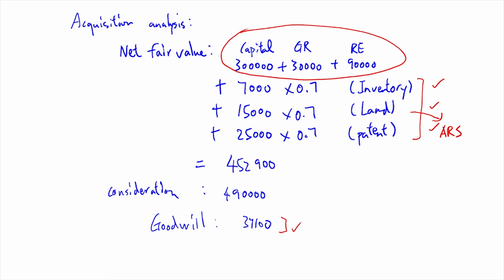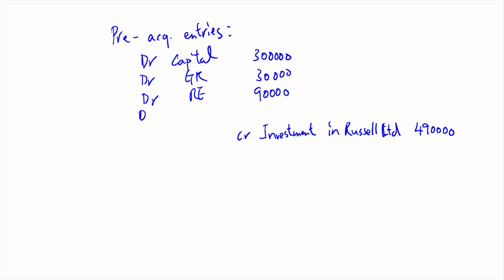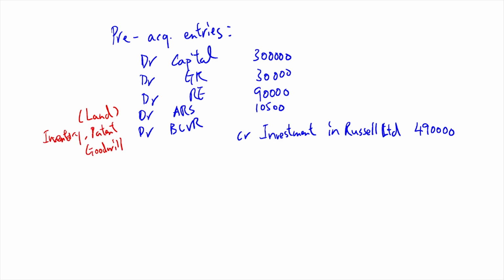So we're going to write it down first. With land, 15,000 after tax is going to be $10,500. We're going to debit ARS 10,500. To make that very clear for you, this one is about land. After that, we also got BCVR. And the BCVR will be about inventory, patents, and also goodwill. It's going to be all of them.